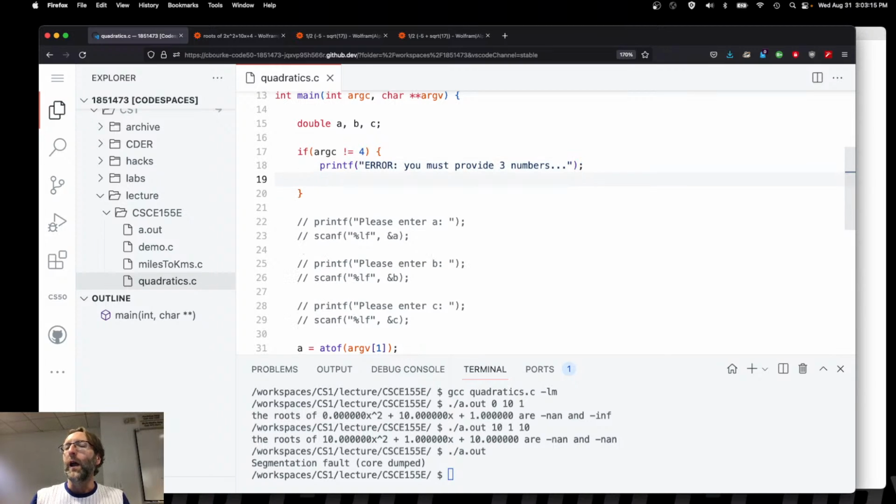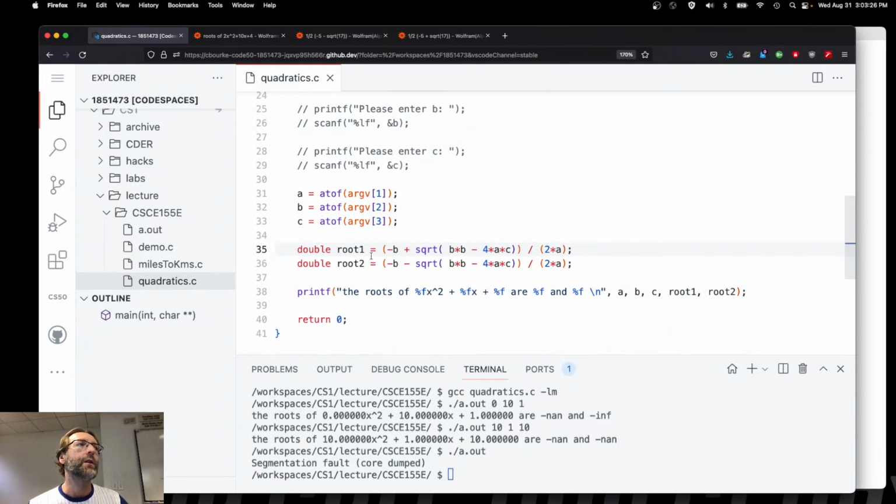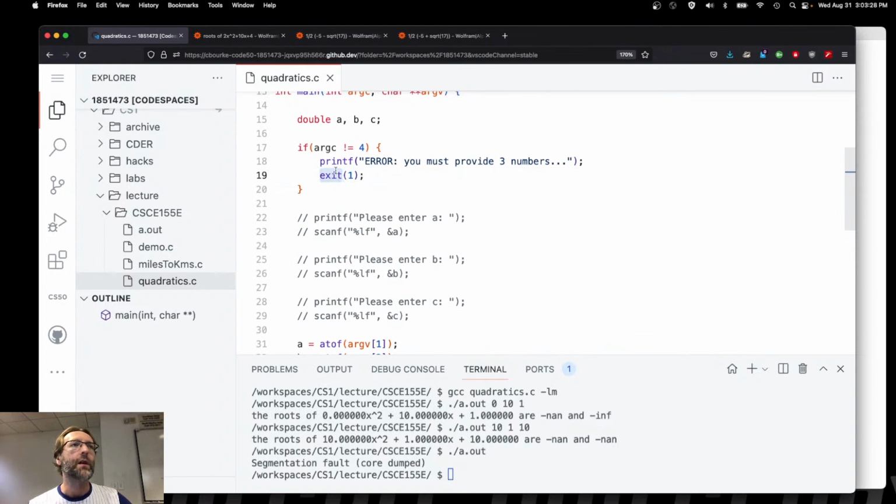Right? And then we'll rudely quit on them by exiting. We're going to just exit the program at line 19. Consequently, the rest of the program does not execute. The program dies right there. Don't worry about the one. That's an exit code. We'll talk about exit codes when we talk about error handling later on.